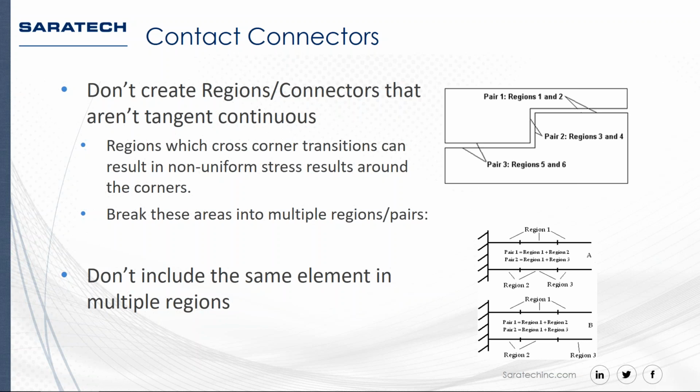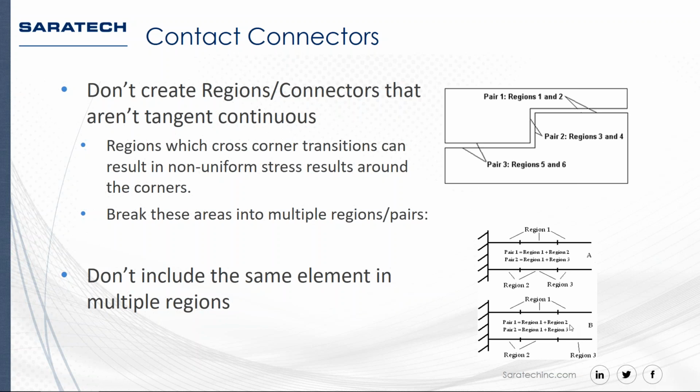So in this beam you see here on the top, we have region 1, which actually has 3 elements, and then on the bottom side we have 2 regions, and that middle element is actually in 2 regions. So that's what you should not do.